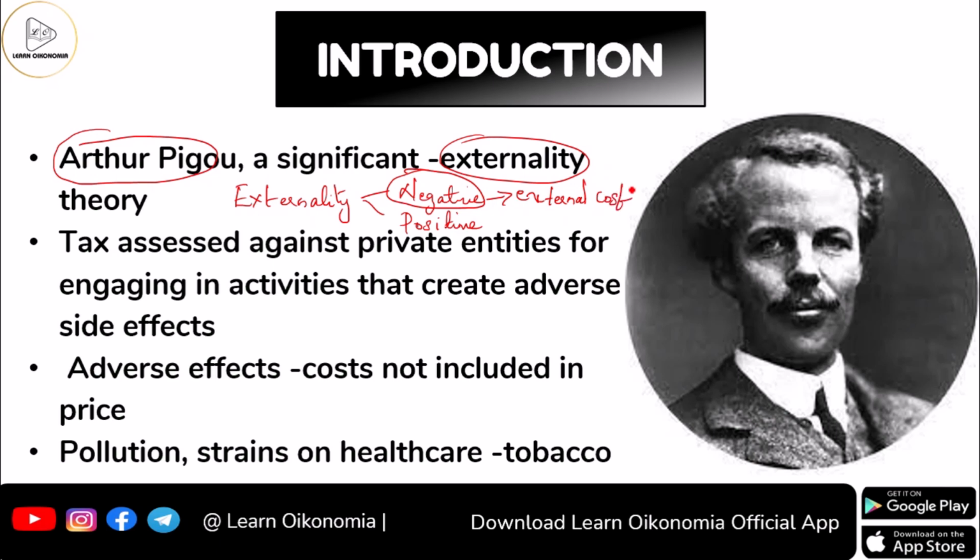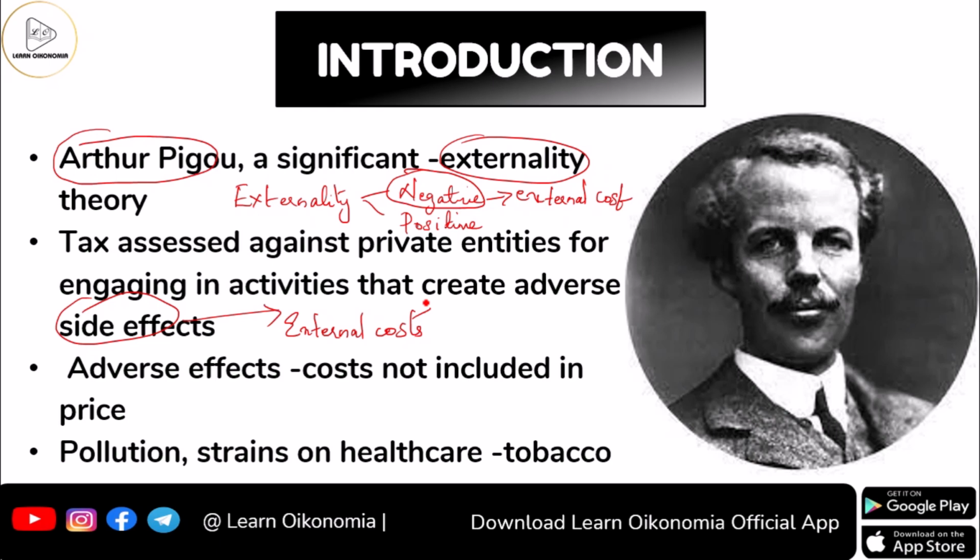Arthur Pigou said that there should be a tax on negative externality so as to capture this external cost. This tax would be assessed against private entities, some producers or some consumers, for engaging in activities that create side effects. When we say side effects, we mean external costs. These external costs are not included in the price of the commodity.